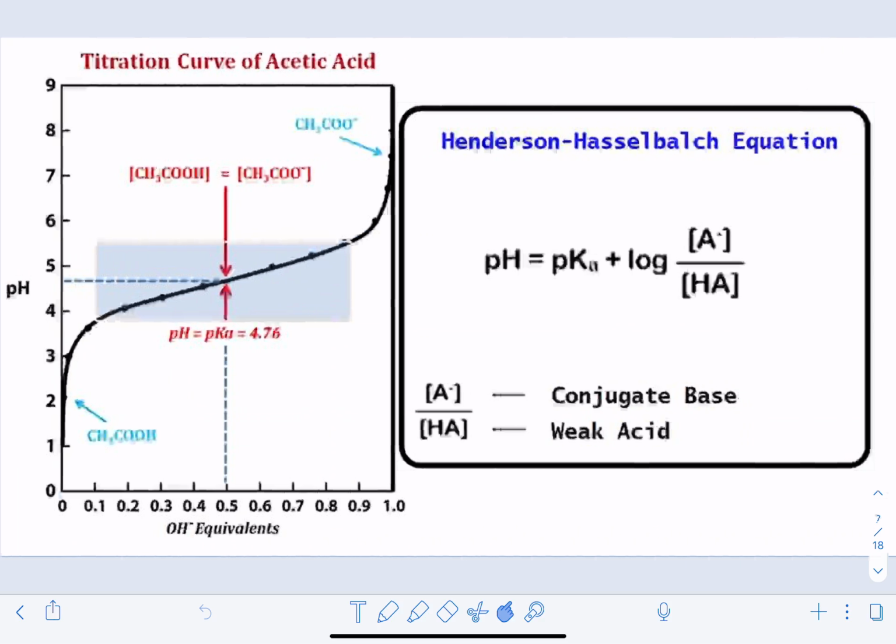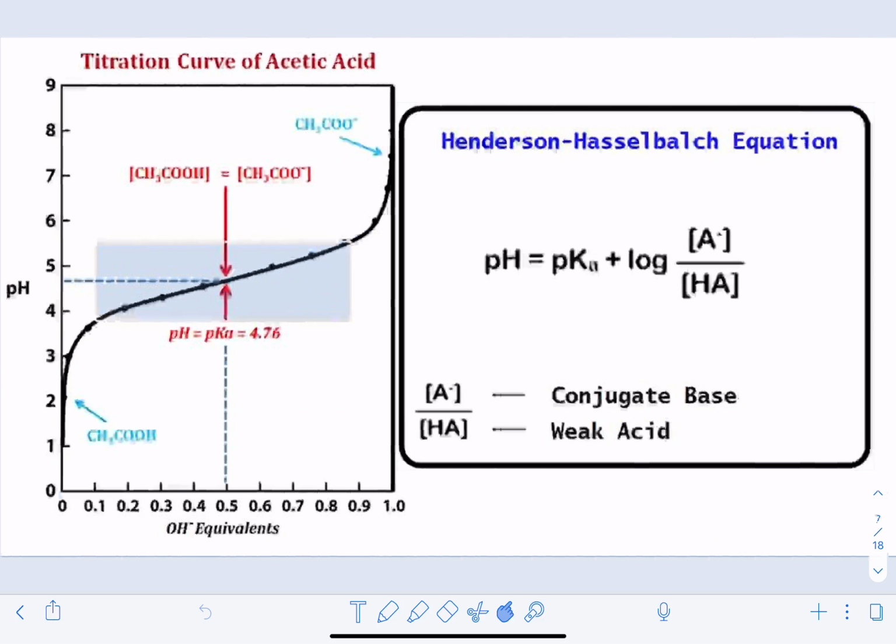And on a titration curve, the buffering region shows up as the part of the curve that has the flattest slope. So at the half equivalence point of this titration, indicated by the blue dotted line at 0.5 OH equivalence, you can see that the slope of the titration curve has reached its flattest point. And at this point, the pH of the system equals the pKa of the acid or base used to make the buffer.